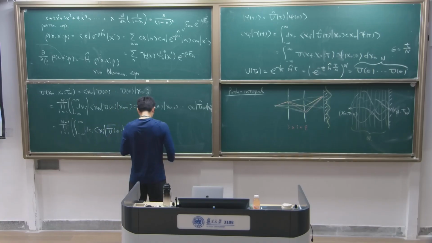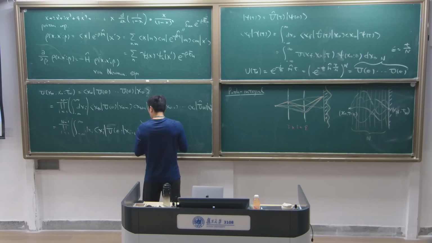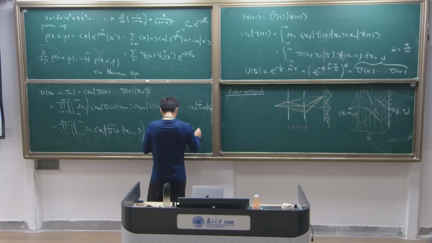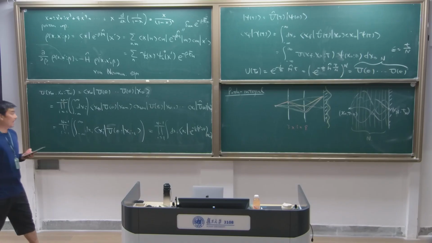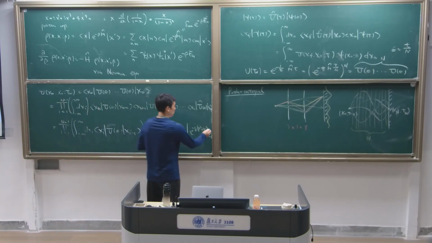And here the Hamiltonian: the product over i from 1 to N, ⟨x_i| e^{-(i/ħ)(p²/2m + V(x_{i-1}))ε} |x_{i-1}⟩, like this, times epsilon. This is the Hamiltonian.